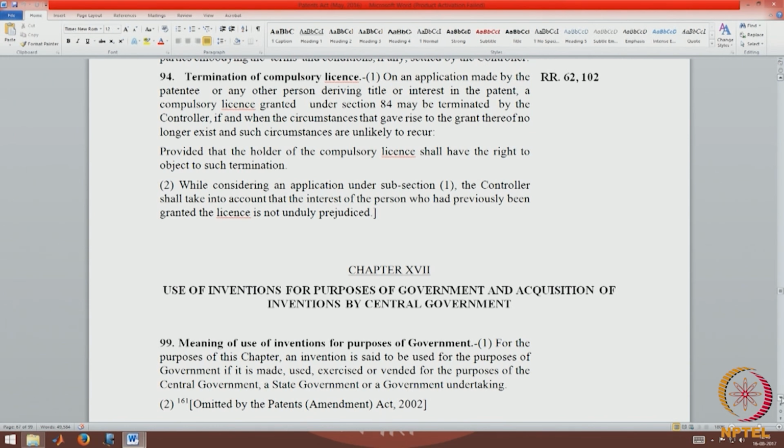Chapter 17. Use of inventions for purposes of government and acquisition of inventions by central government. This chapter deals with use by the government and acquisition by the central government. Just as the government has the power to acquire land and private property in certain cases, the government also has the power to acquire inventions or patents.